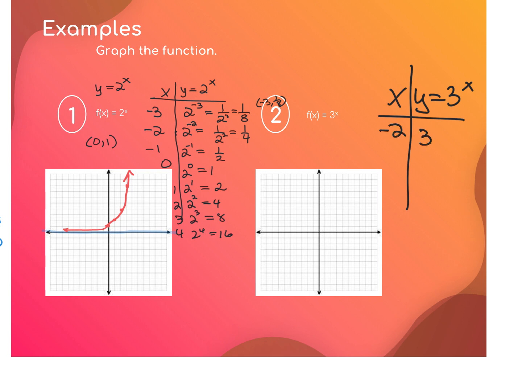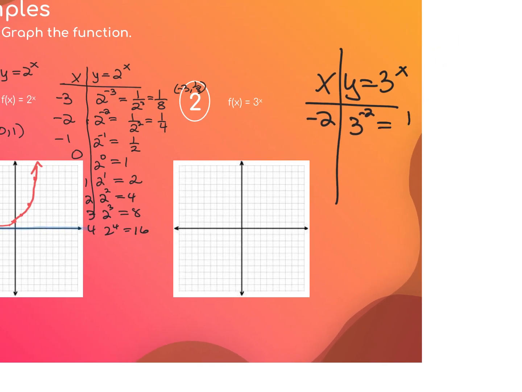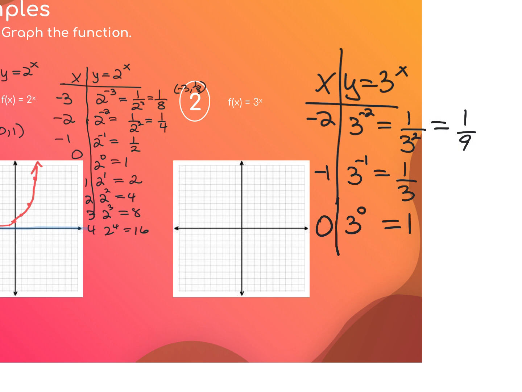So 3 to the -2 power. Remember again, it doesn't make it negative. It makes it go underneath the 1. And this becomes 1/9. Then -1 when I plug it in, this becomes 1 over 3 to the first, which is just 1/3. When I plug in 0, anything raised to the 0 power equals 1. When I plug in +1, this gives me 3. When I plug in 2, 3 squared is 9. So notice it's going up a little bit faster.